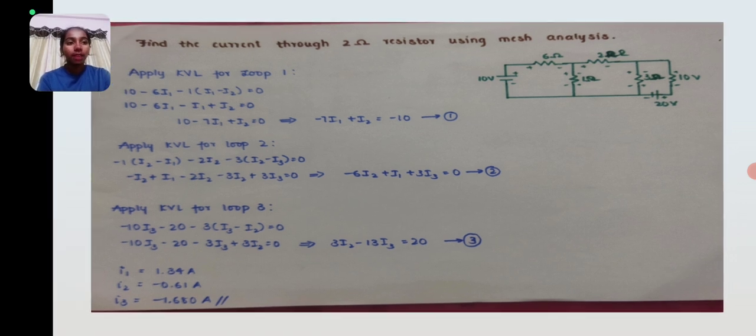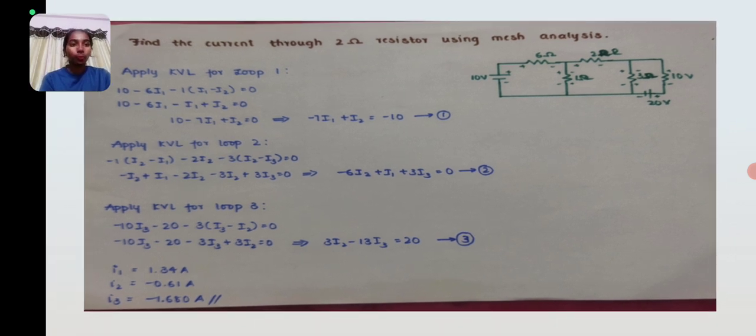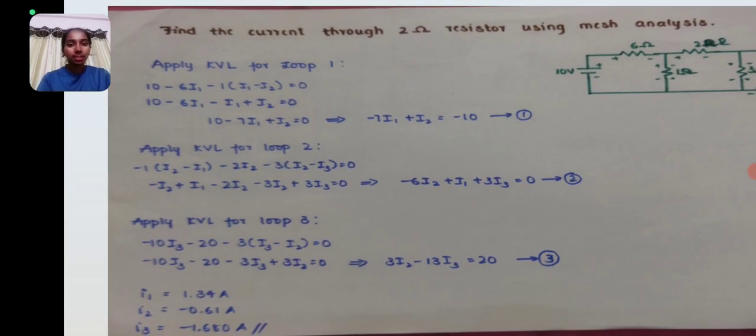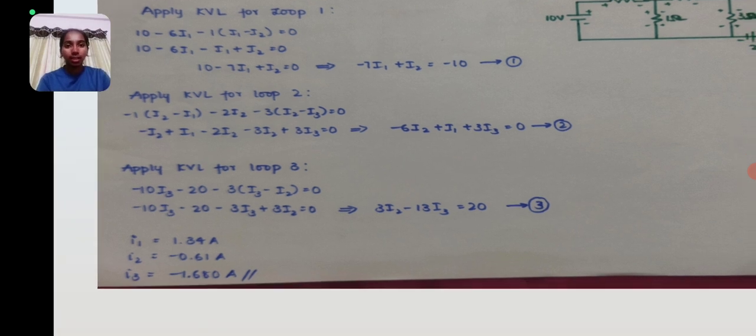So here we have 3 loops or meshes, loop 1, loop 2, loop 3. Now applying KVL for loop 1, we'll get 10 minus 6 I1 minus 1 into (I1 minus I2) is equal to 0. When solving this equation, we'll get minus 7 I1 plus I2 is equal to minus 10. Consider this as equation number 1.